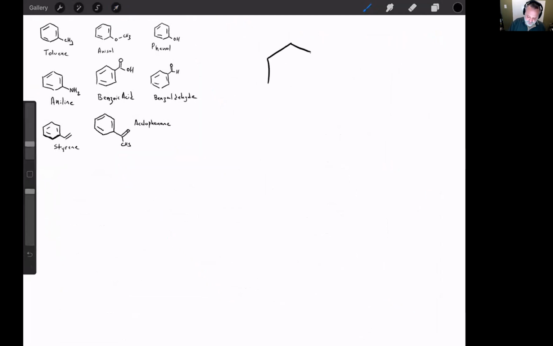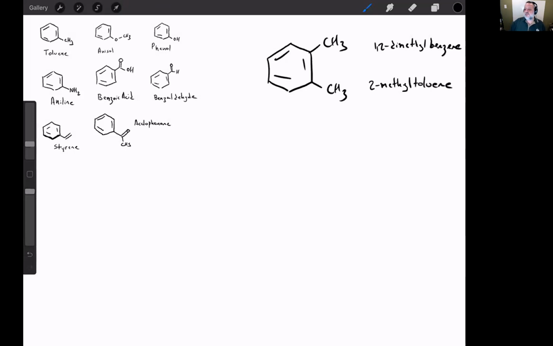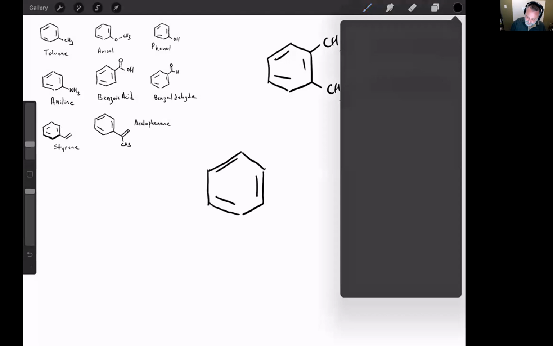What about this one? What about di-substituted benzenes? Let's do this one. There's two versions you could say with this one. This one could be 1,2-dimethylbenzene. Nothing wrong with that. Or it could be 2-methyl toluene. It could be 2-methyl toluene. Although there's something else that's really interesting about di-substituted benzenes.